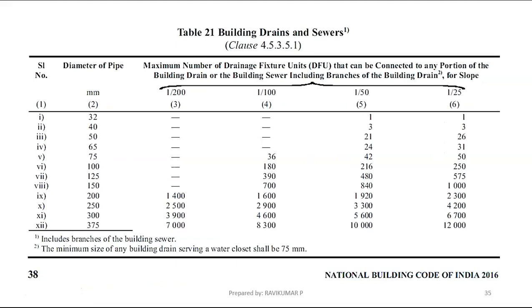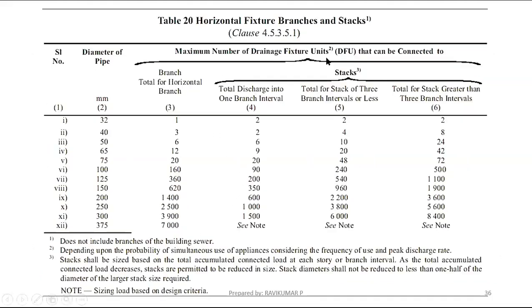Table 21 is for the general building drain, for ground floor projects as well as first floor projects. This is provided based on the pipe slope. The size is provided based on the drainage fixture unit with the pipe slope. In Table 20, they do not consider the pipe slope and all, they just provide based on the fixture unit. So we have to keep in mind the difference between the two calculations.